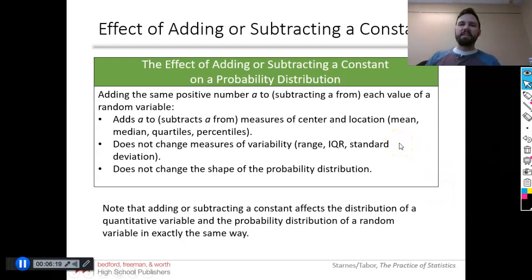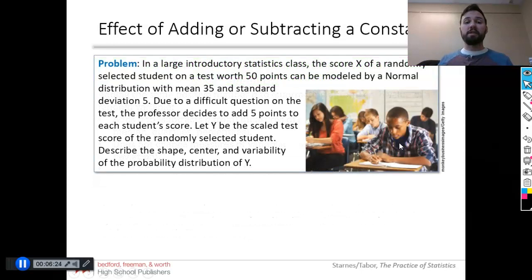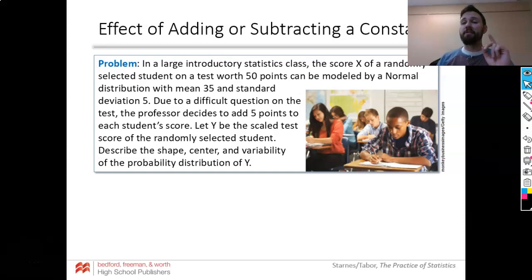So this is exactly the same as what we did in Chapter 2. All right? Pause this, read it. So the kids took their test, worth 50 points. The mean was 35, standard deviation 5. The professor's an old softy. He's like, I'm going to give y'all 5 bonus points, a gift, a present.